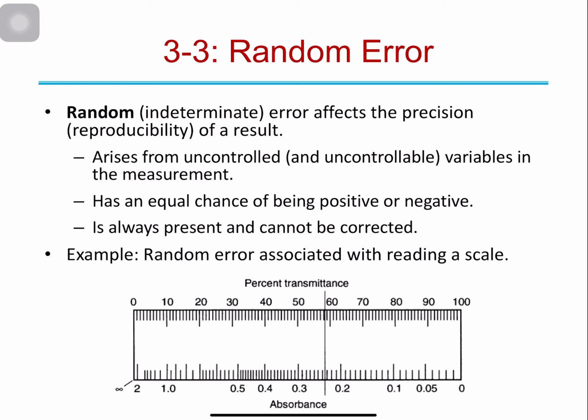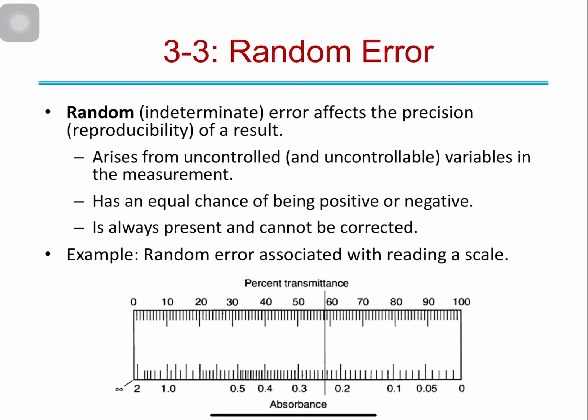It's something you don't have control over, and it will always be there, and it will always have a possibility of being positive or negative. So in one measurement, it might be positive, in another, when you repeat your experiment, it might be on the negative side. This is why it affects the reproducibility, not the accuracy of your measurement, but the reproducibility or the precision of your measurement. As we said, it will always be there and we cannot correct it. An example of that is the random error associated with reading a scale.